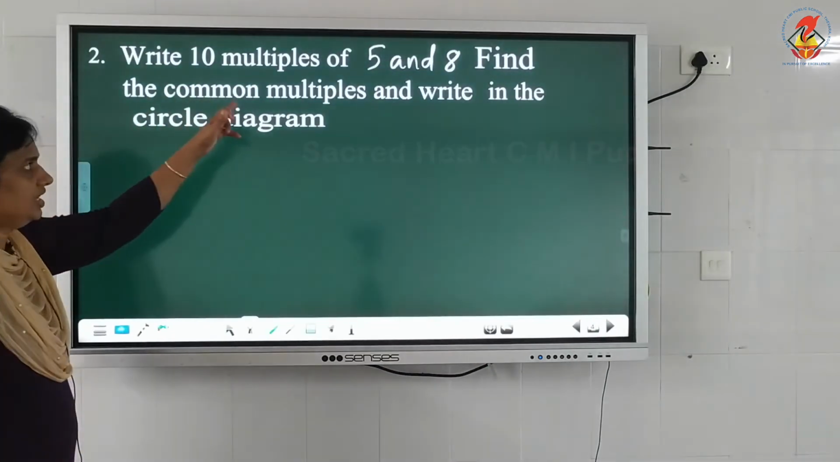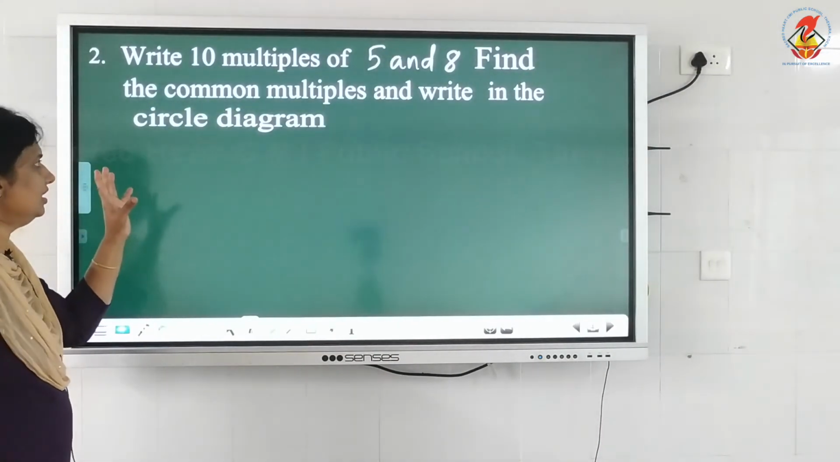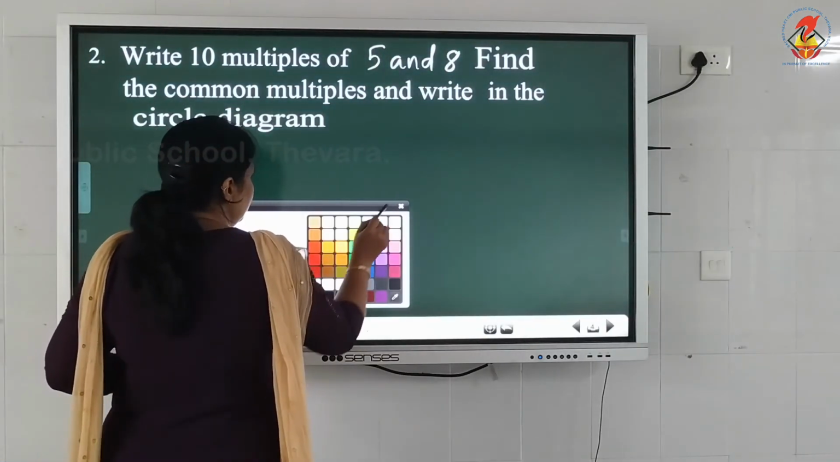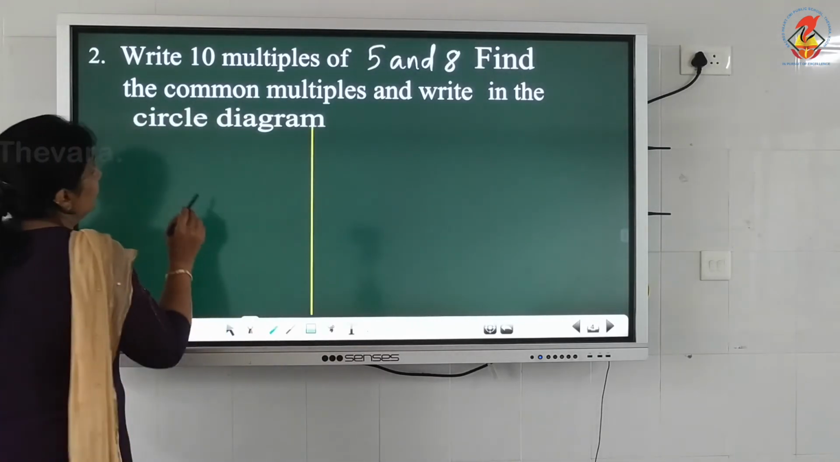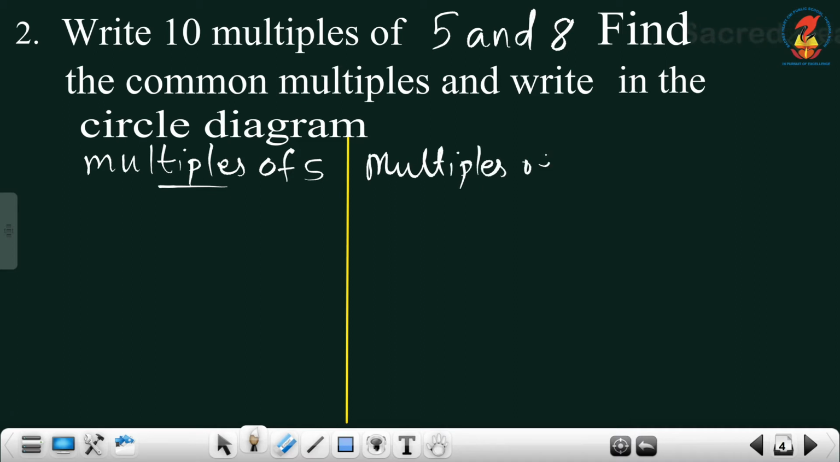And write 10 multiples of 5 and 8. Find the common multiples and write in the circle diagram. Here also I will show you how to do this. Okay, children. Multiples of 5. How much do I want to write? 10 multiples. Multiples of 5 here, multiples of 8 here. You should learn the multiplication table, otherwise you can't do anything in this chapter, right?